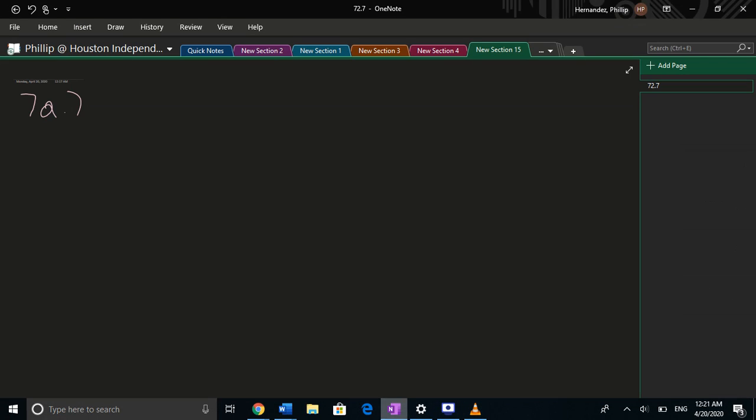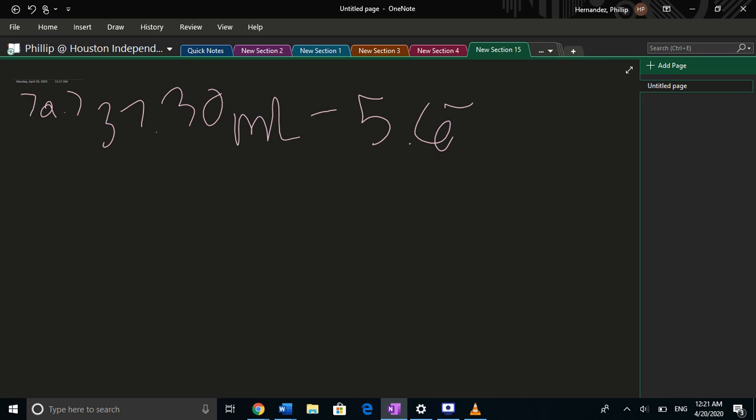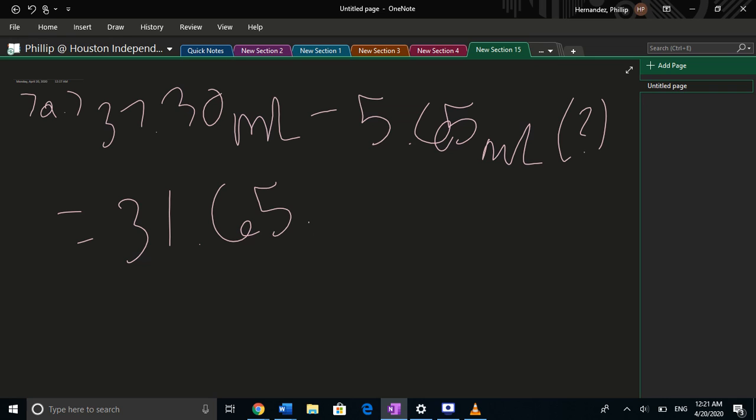And it's as simple as 1, 2, 3. Final amount minus the initial amount: 37.30 milliliters minus 5.65 milliliters. Well, just eyeballing, so question mark. So 31.65 milliliters should be the amount that the student is recording.